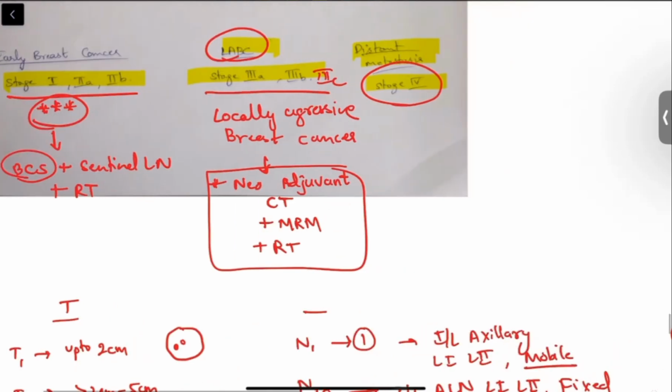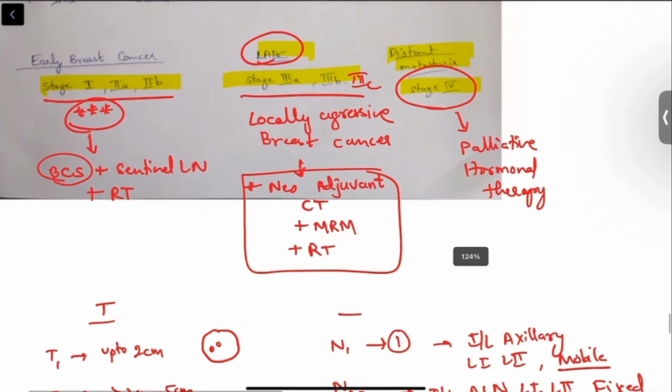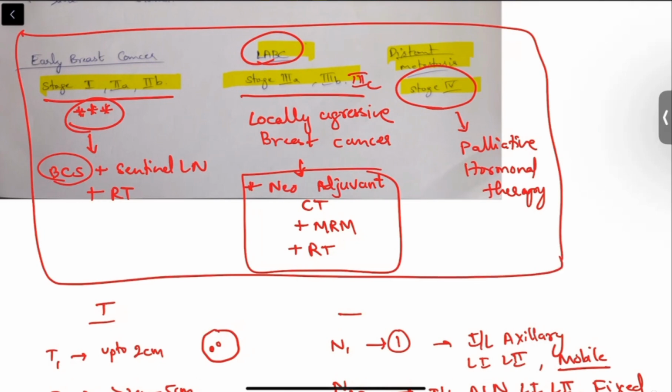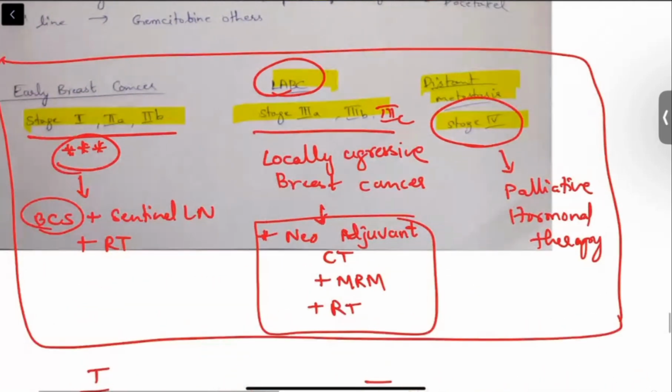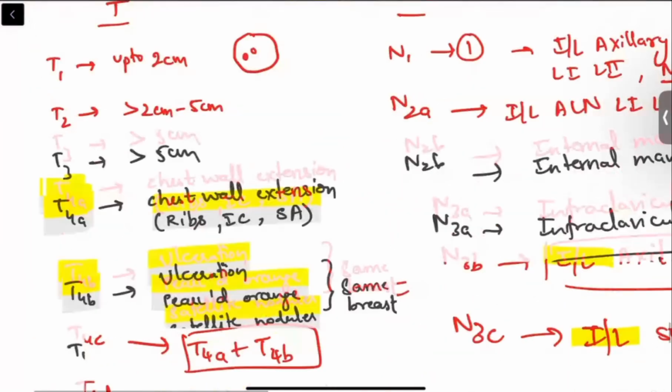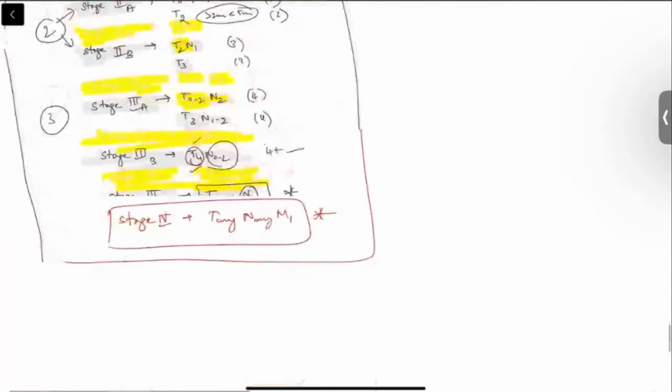In case of distant metastasis it is just palliative therapy, and then we can give hormonal therapy to these patients. So this is the entire roadmap to treatment of breast cancers. If we know exactly the staging, we can treat the patient easily. Okay, so I guess I have covered most of the things about breast cancers. If there are any doubts, you can ask.